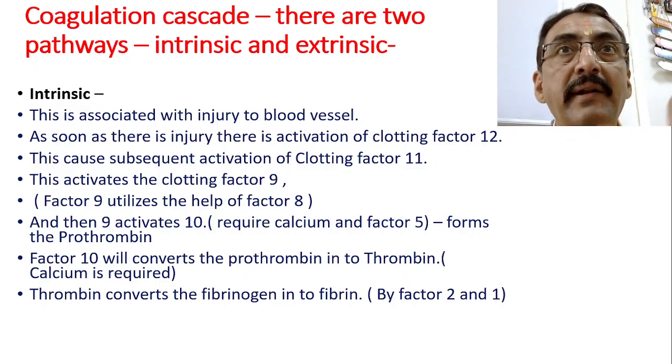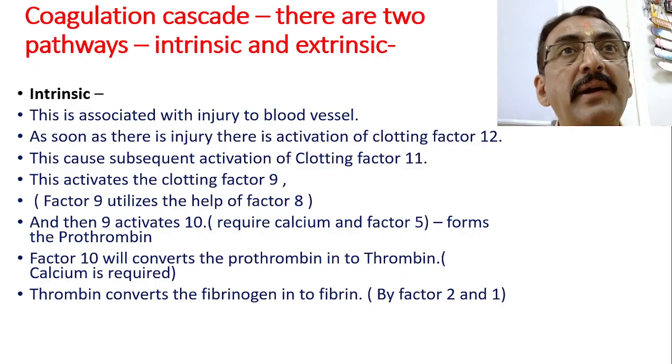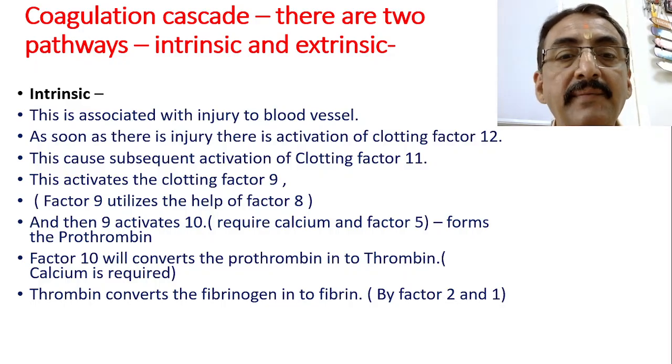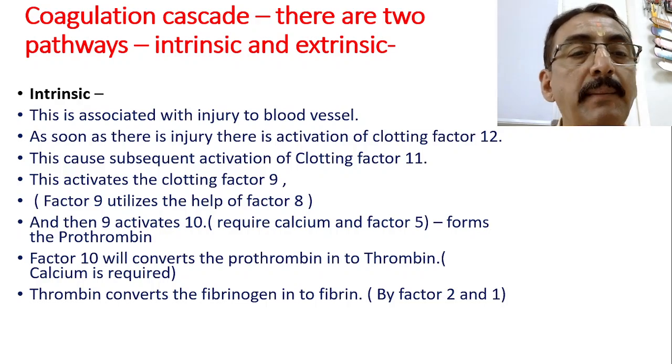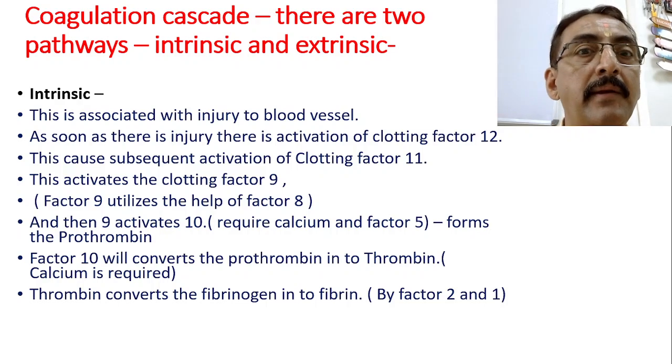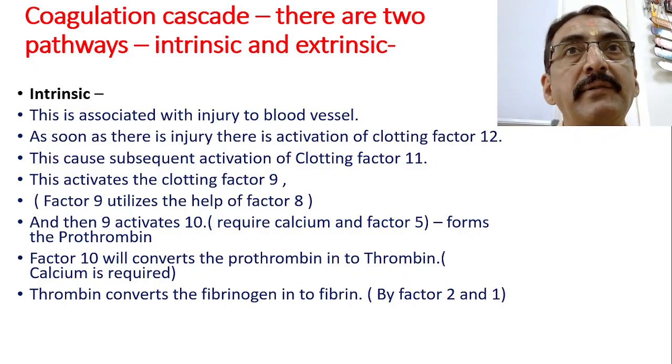Factor 10 is a common factor. From the extrinsic pathway things will come to 10, and from the intrinsic pathway also things will come and get settled at 10. From 10 there is formation of prothrombin. Prothrombin is then converted into thrombin by the help of factor number 10. So prothrombin time is very important for the extrinsic pathway and also for the intrinsic pathway, because it is factor number 10 which converts prothrombin into thrombin. Where is prothrombin?